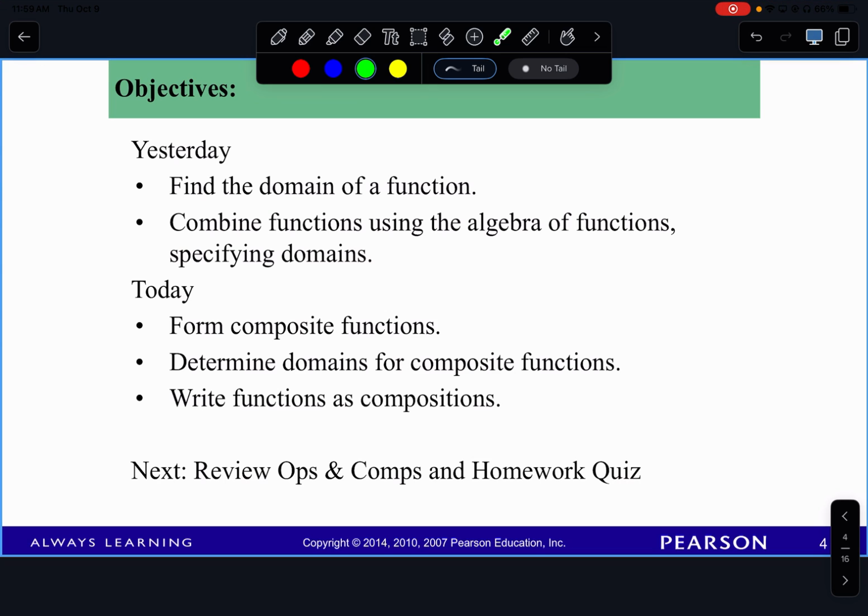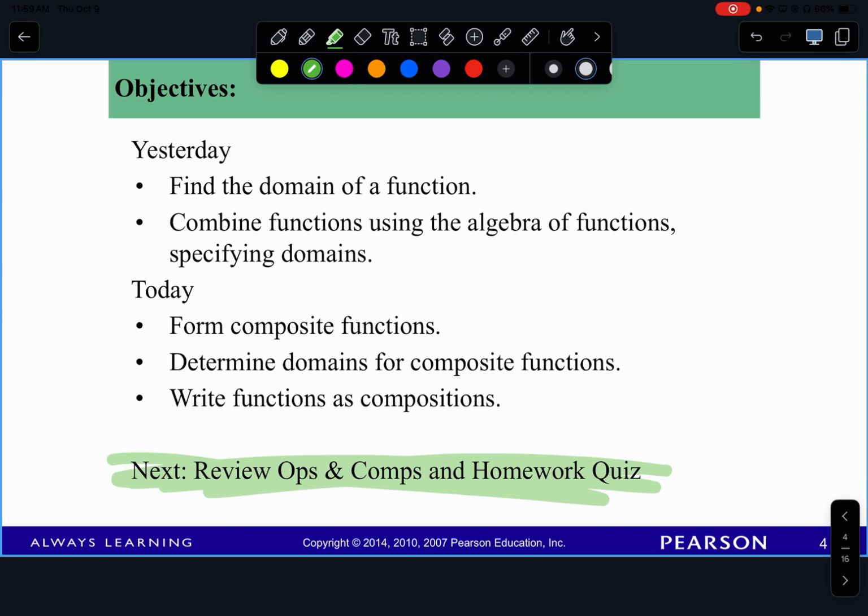And then I wanted to put this on here. Our next lesson, which is going to be next Tuesday. You guys have Friday off and then Monday off. Okay, next Tuesday, we will do a review of operations and compositions with functions. And then we're going to do a homework quiz. That homework quiz will be a take-home quiz. So it's going to look a little bit different, but it will be a take-home quiz over what we've been doing these last few lessons.